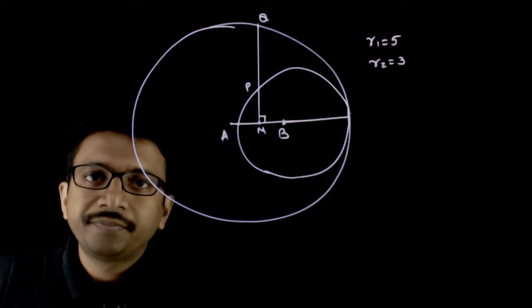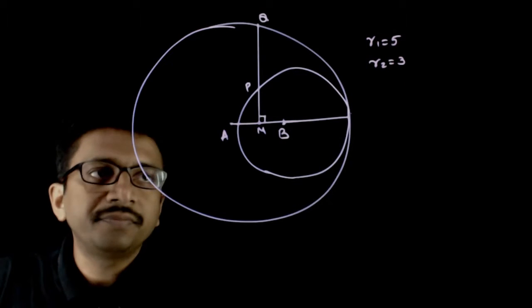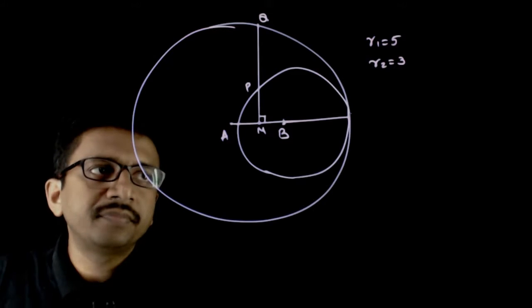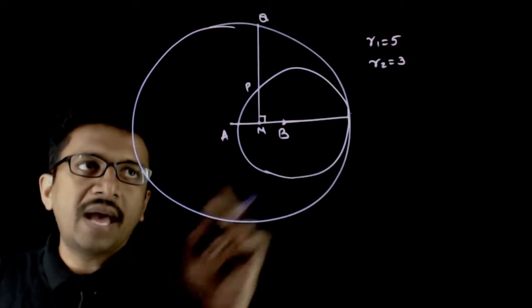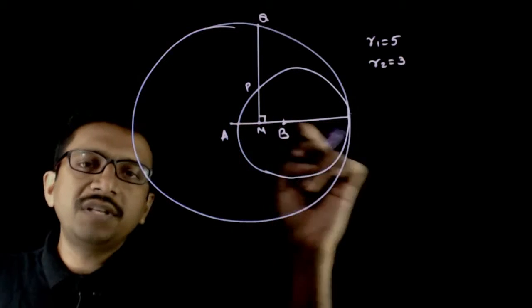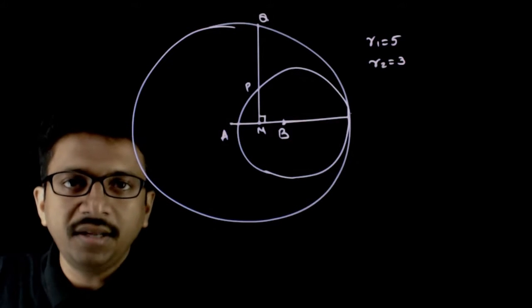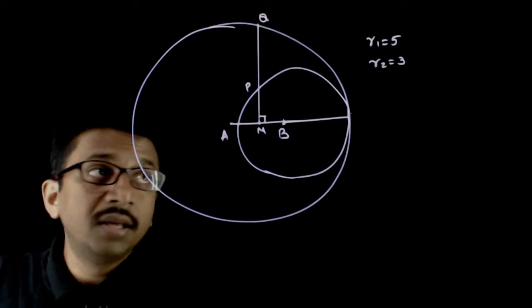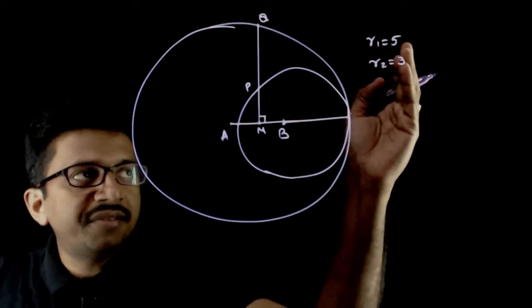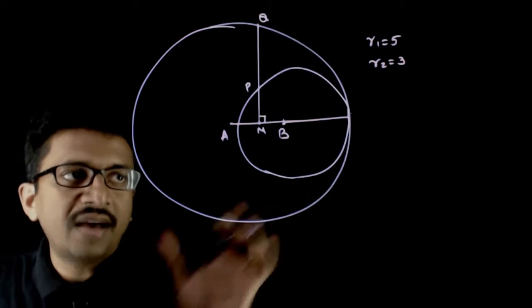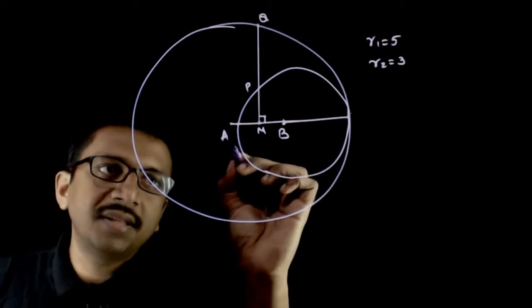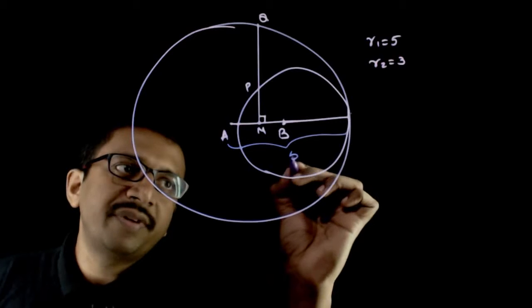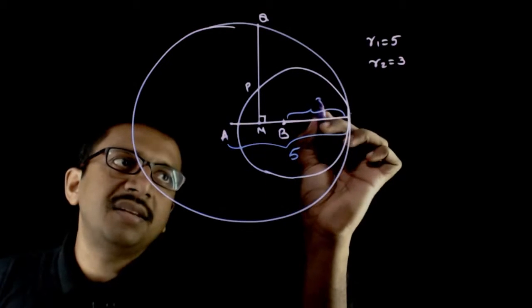Welcome students. So in this question, you're given two circles which touch each other internally, and the radii of the circles are 5 and 3. You have the outer, bigger radius as 5 and the smaller radius as 3. That is, this length is 5 and this length is 3.